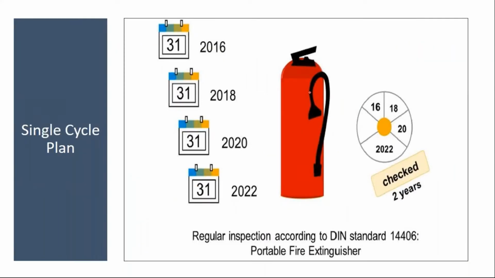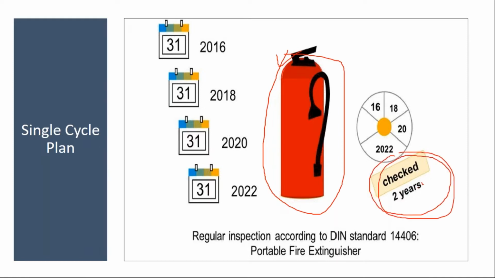This is another example. Let's say in an organization they have a fire extinguisher. This fire extinguisher inspection has to be carried out every 2 years. So every 2 years, they will do the inspection. Same activity at regular interval, same interval. So then you go for single cycle plan.